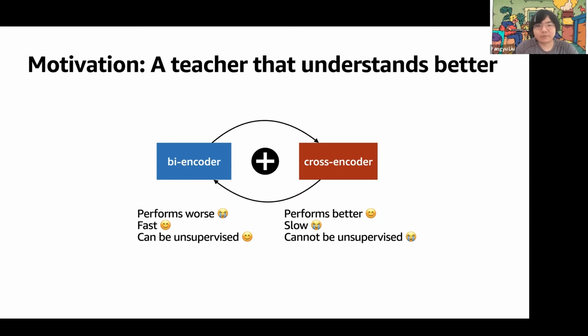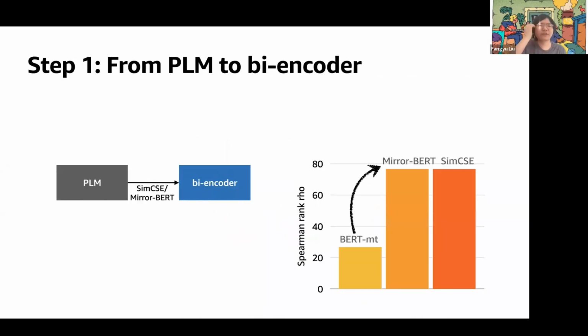But this is just a very brief figure. I will introduce every step in the following slides very carefully. So the first step, as I mentioned, would be converting a pre-trained language model into a very good unsupervised bi-encoder, because off-the-shelf pre-trained language models are really bad. They don't work for sentence similarity. So what we want to do is first bootstrap the language model's performance on sentence similarity for free with existing methods like Mirror-BERT and SimCSE.